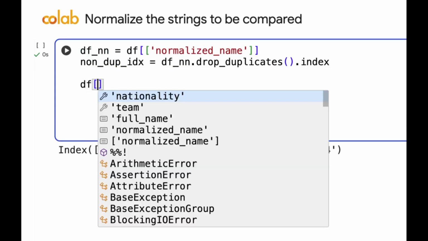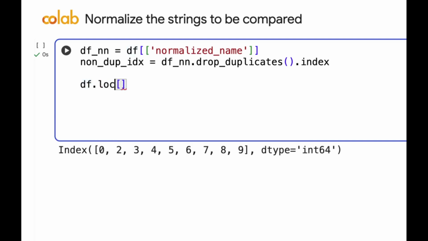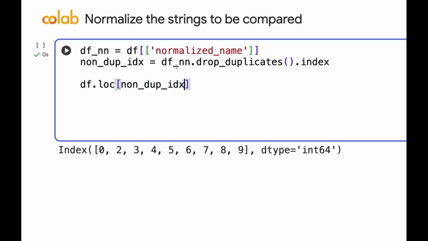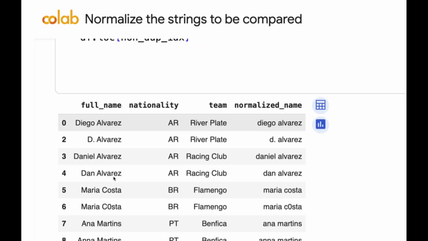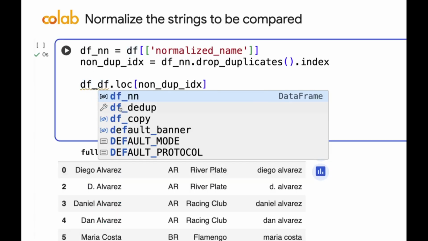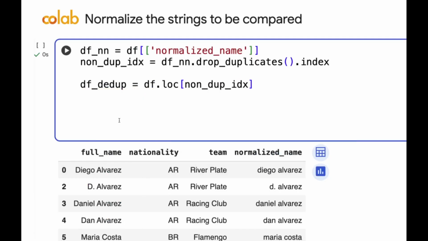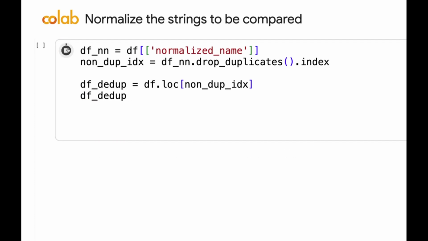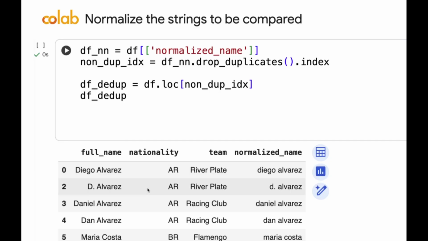I go back to the original data frame. I use .loc because I want to take rows. But which rows do I take? Well, it's going to be only the non-duplicate indexes that were obtained. Now the record 1 is gone, right? So finally, I assigned it back to a data frame variable called df_dedupe. And then we can type the name of the data frame after deduplication to visualize its content. Right? So that's how it works.